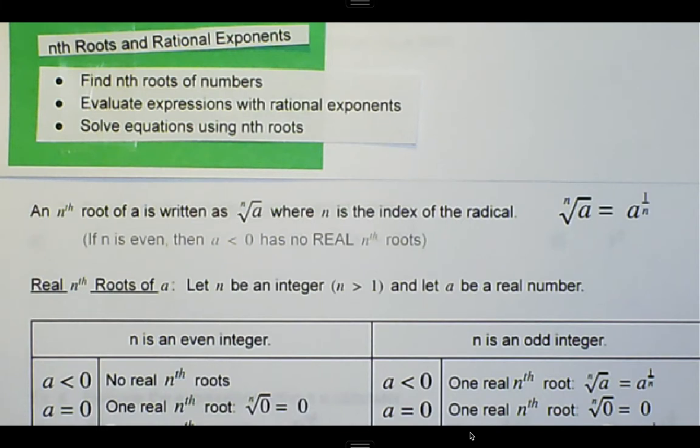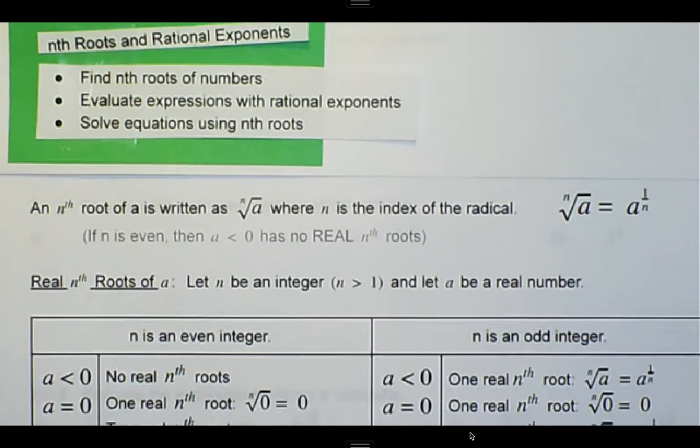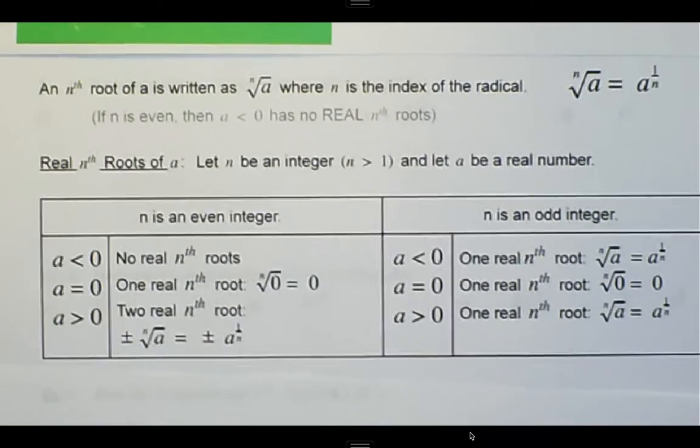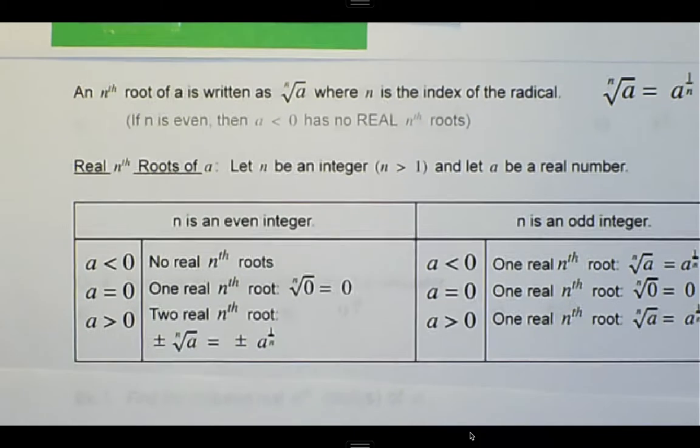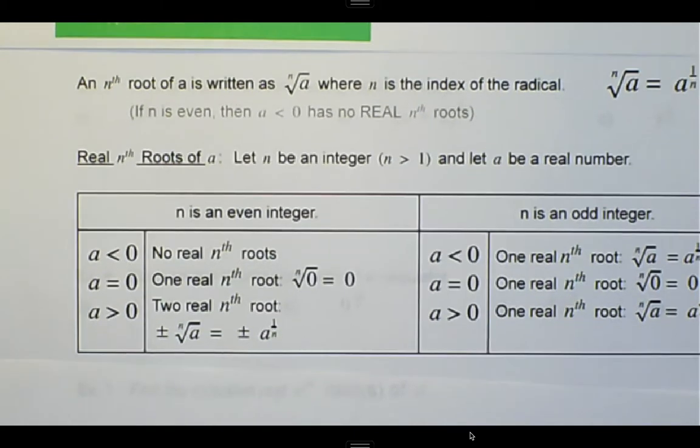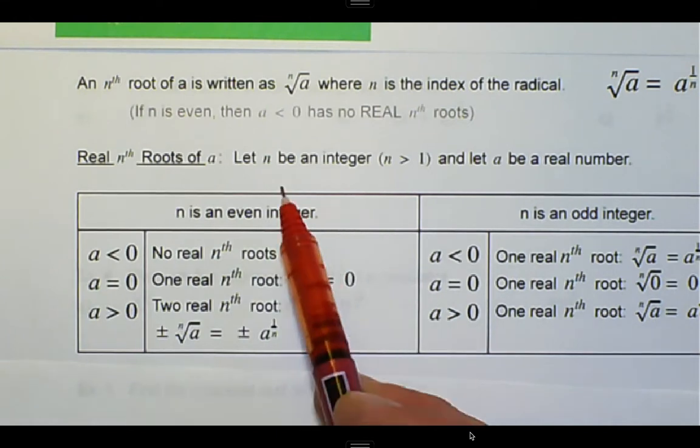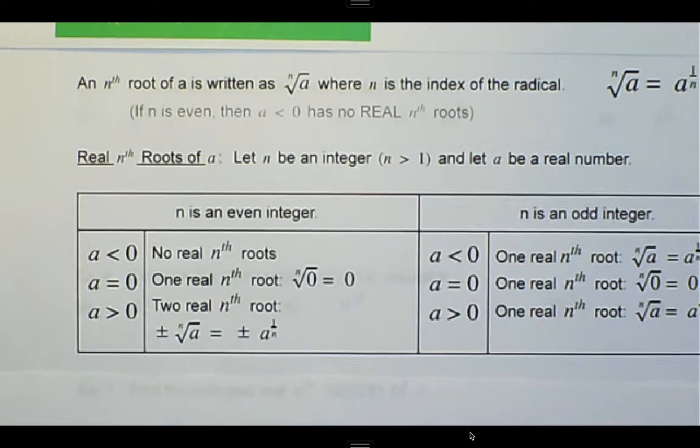We have a little note here. If n is even, then A less than 0 has no real nth roots. And we'll talk a little bit about that in a second. Real nth roots of A: let n be an integer and n is greater than 1, and let A be a real number. So n has to be an integer, has to be greater than 1, and A can be any real number.